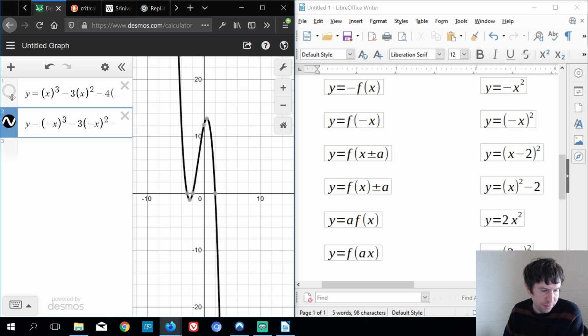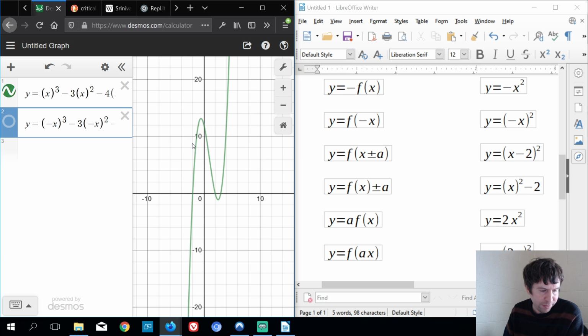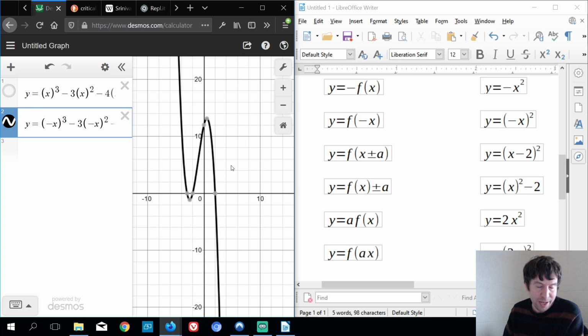So instead of having the higher thing here and then the little dip at the right and it goes up, if I do it with the minus on all the x's, it has the higher thing on the right, comes down, dips on the left, and then goes up to the left. So this did a horizontal reflection.